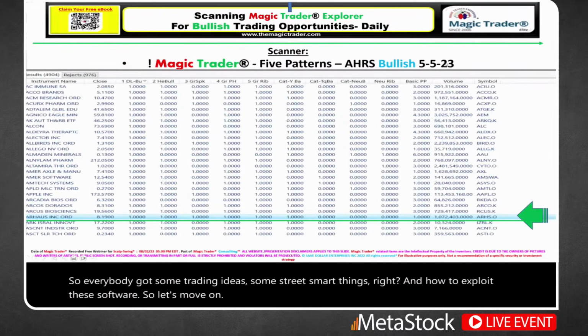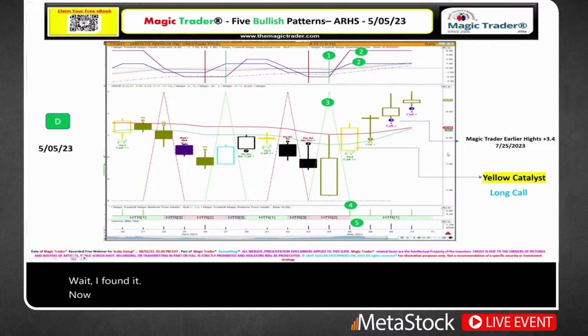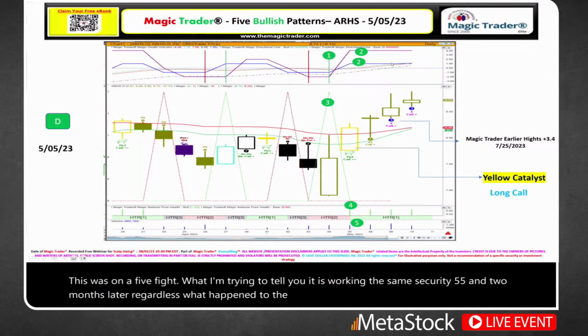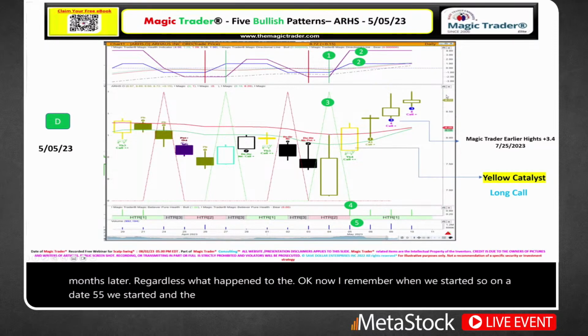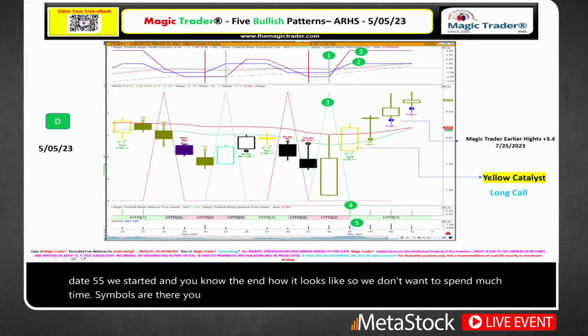Another one, which was 55 HRS. We're not going to go into much detail, but this is the way I found it. Now, this was on 5.5. What I'm trying to tell you is it is working on the same security, 5.5 and 2 months later, regardless of what happened. Okay, now I remember when we started. On the date 5.5 we started, and you know the end, how it looks. So we don't want to spend much time. Symbols are there. You're going to have access to this.